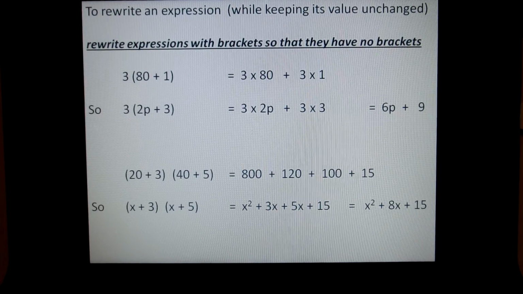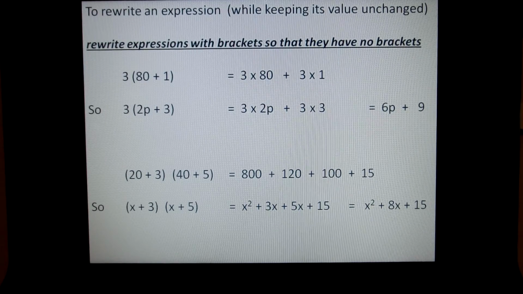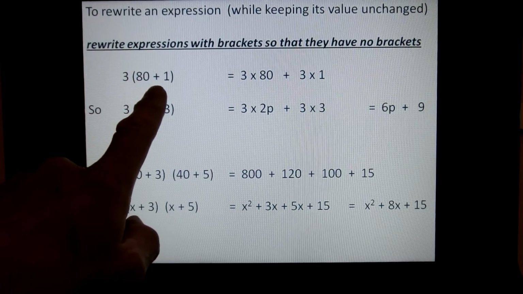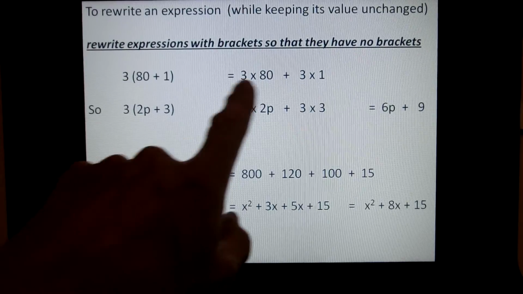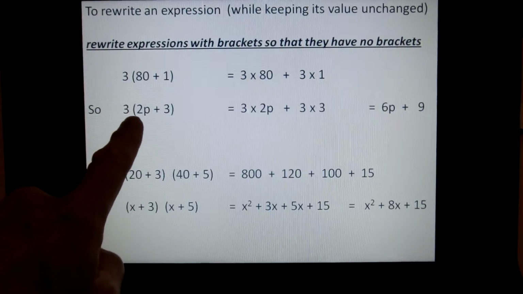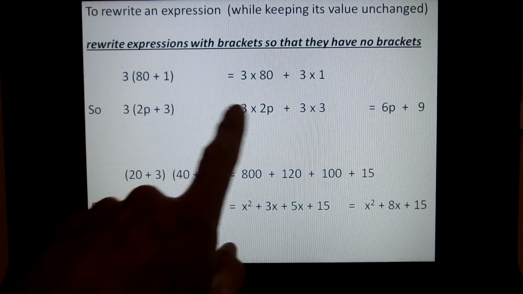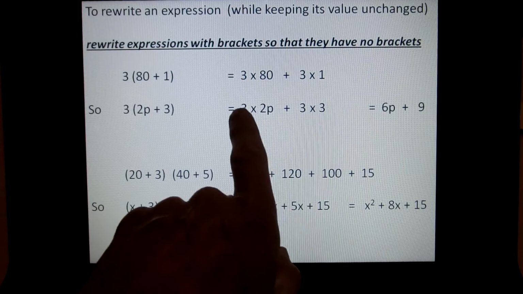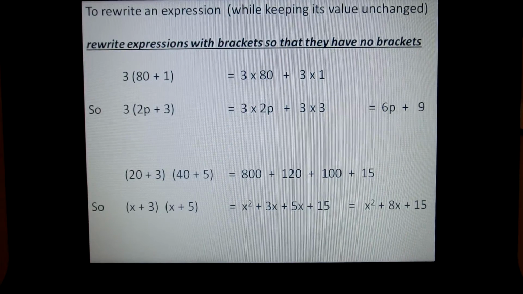Another way we have to rewrite expressions is expressions that have brackets in. We sometimes have to rewrite so they do not have brackets. When we're multiplying 3 lots of 81, some people split the 81 into 80 and 1 and do 3 lots of 80 and 3 lots of 1. In a similar way, here what we have to do is 3 lots of 2p and 3 lots of 3. 3 lots of 2p is 6p and 3 lots of 3 is 9. So that's how we rewrite the expression in that case.